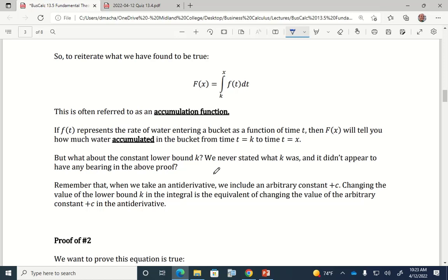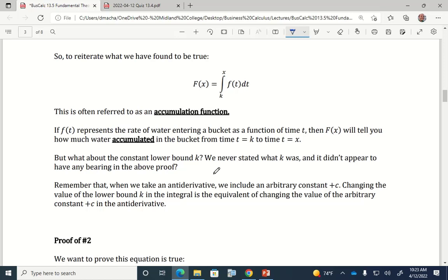And so probably in this situation, k would be 0, so you have a lower bound of 0, and you just start the stopwatch when you start filling up your bucket. And then even if the flow rate of the water varies over time, you could still calculate the volume of the water in the bucket at any time after you start filling the bucket using what we call an accumulation function.